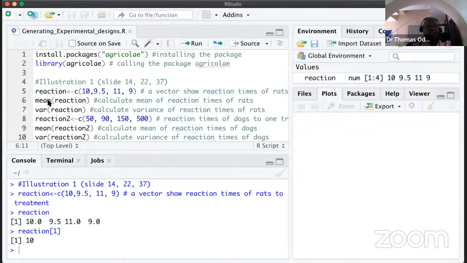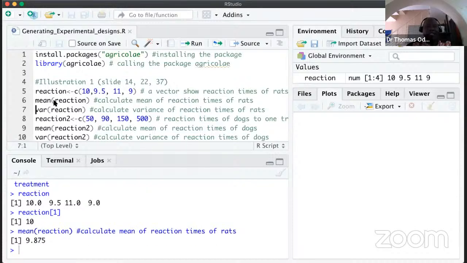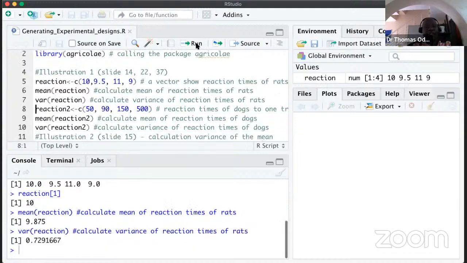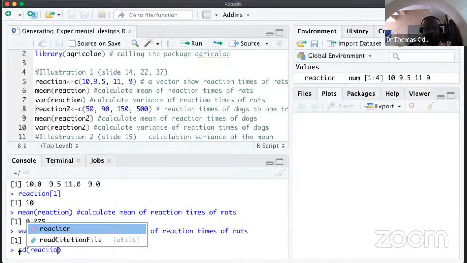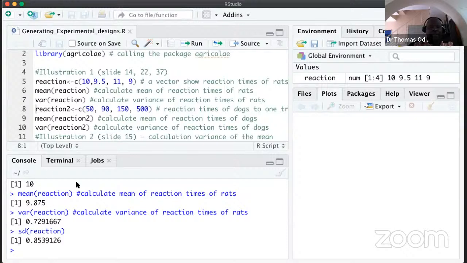Okay, so we can run mean. It picks my object and then uses the function mean to calculate the mean. We can also calculate the variance. We can also calculate the standard deviation. Somebody asked for standard deviation, sd. You put in your reaction, and then it gives you your SD.